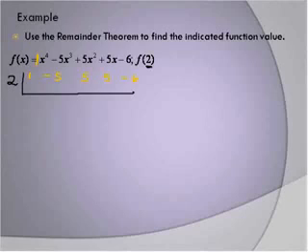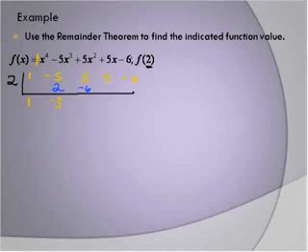And so I'm going to bring down the 1. 2 times 1 will give me 2, and I place that underneath the next coefficient. Add, and we get -3. 2 times -3 gives me a -6, which I place under the next coefficient.